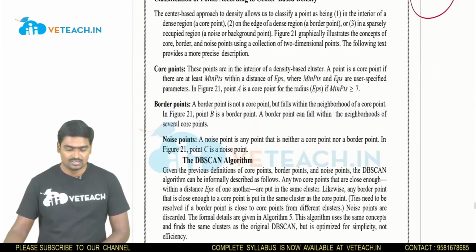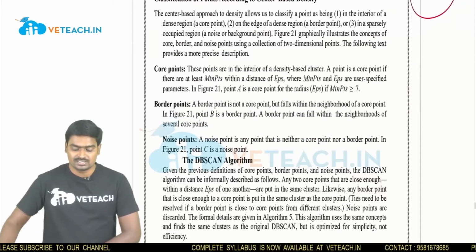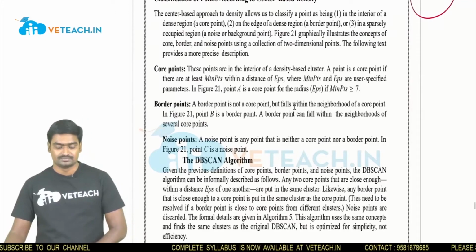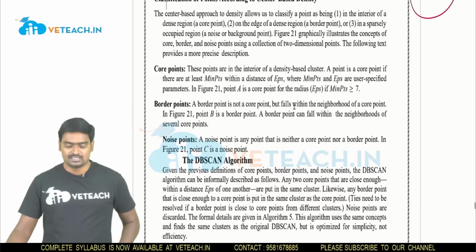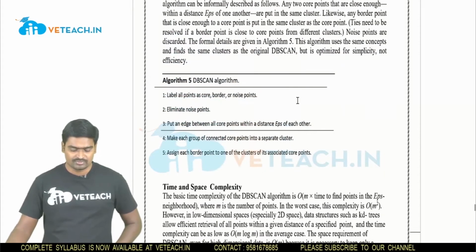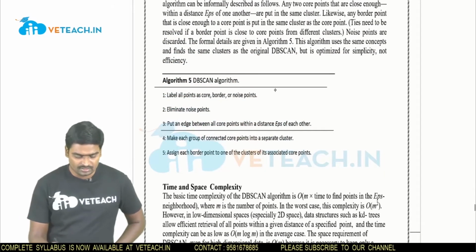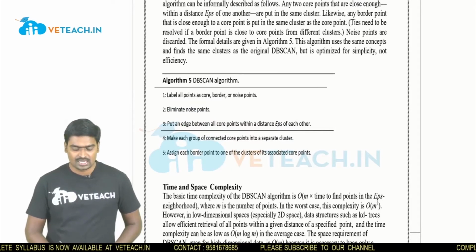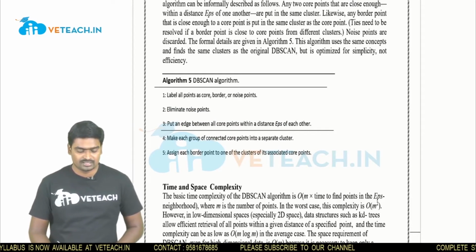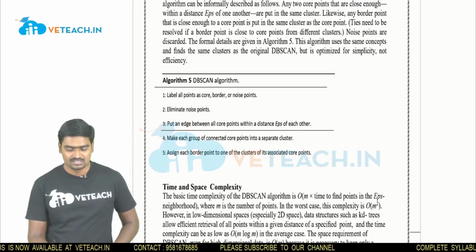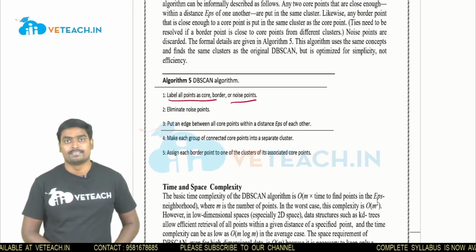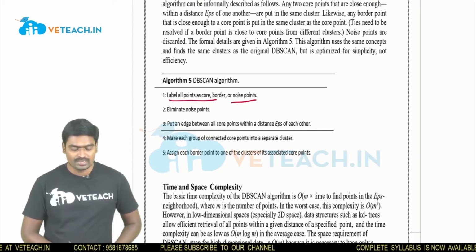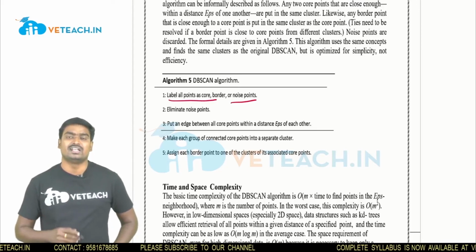So what is the next one? The classification of points according to center based density. Before going to that, we need to identify the algorithm of DBScan. So what is the algorithm of DBScan? First, arbitrarily and randomly select a point from your data set or database, and label all points as core, border or noise points.